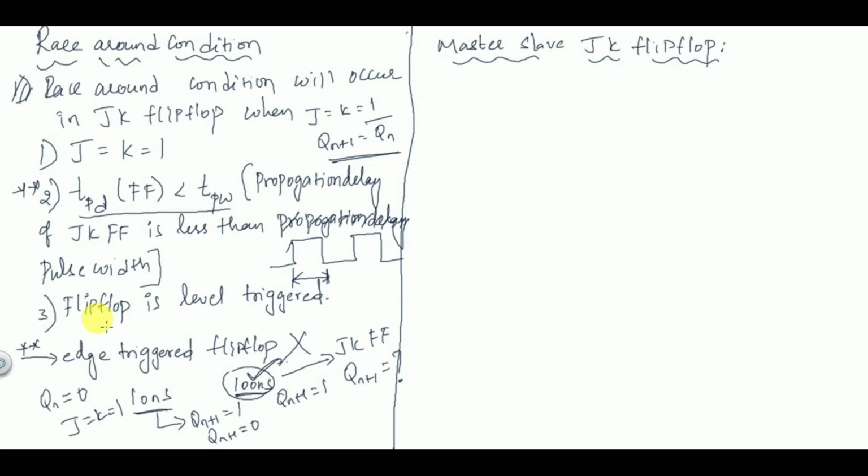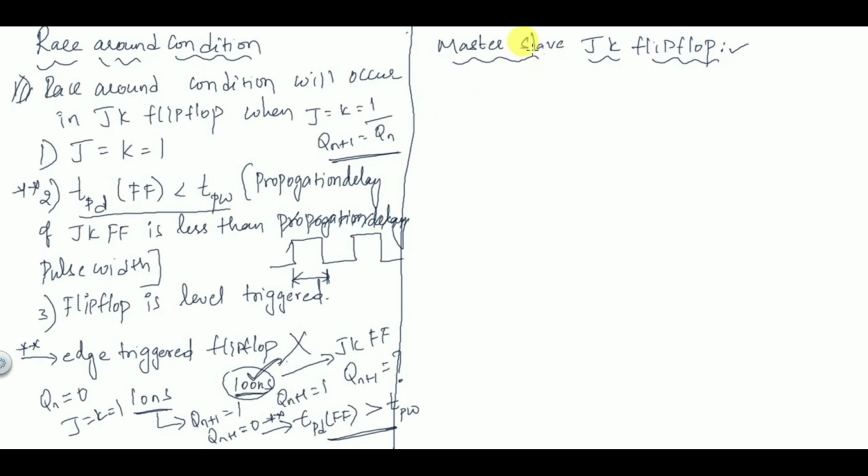In order to eliminate the race around condition, we have to maintain TPD, the propagation delay of the flip-flop, greater than the pulse width. This is the only way. This cannot be seen, so it should be done manually. We can eliminate the race around condition by using a master slave flip-flop.